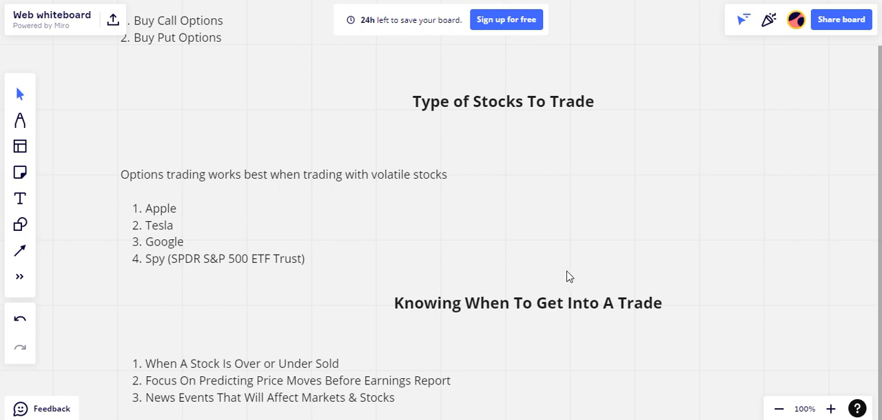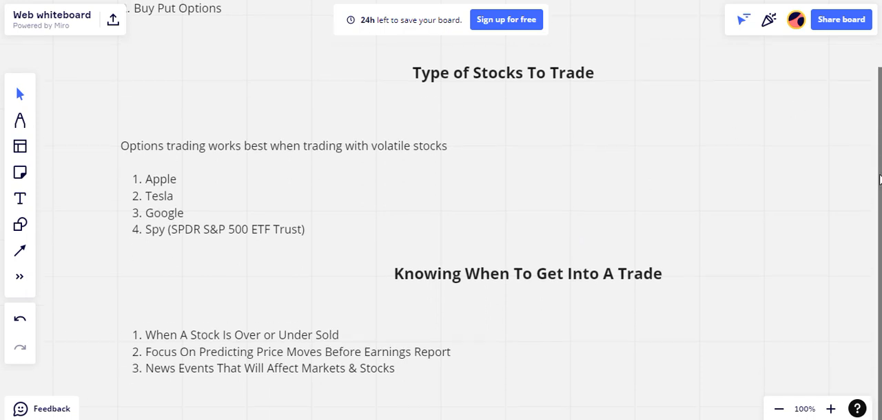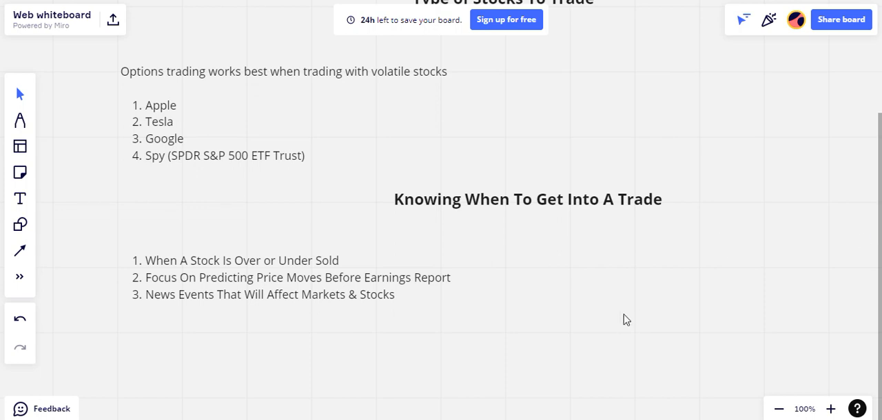The type of stocks to trade are ones with volatility and frequent price moves, because this gives you plenty of margin to trade with options contracts. Some popular stocks to trade with options are Apple, Tesla, Google, and SPY. I'm not saying you go out and trade these, but I've traded them, and a lot of others have as well. Like I say, the real trick of options trading is timing, and when to get in and out of a trade.